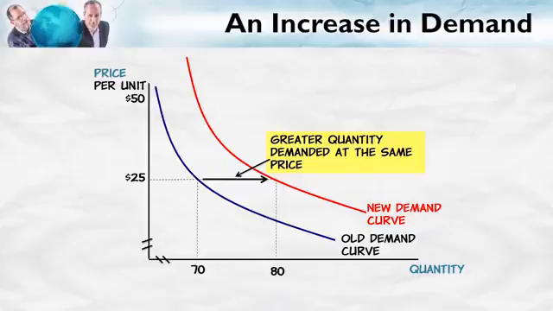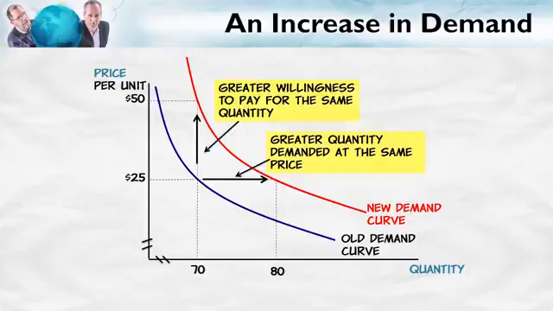We can also read an increase in demand using the vertical method. What that means is that at every quantity, there is a greater willingness to pay for that quantity. For example, for the 70th unit, people were willing to pay $25 for that unit. Now, with the new demand curve, people are willing to pay $50 for that unit. That's a greater willingness to pay for the same quantity, and this is what an increase in demand means.